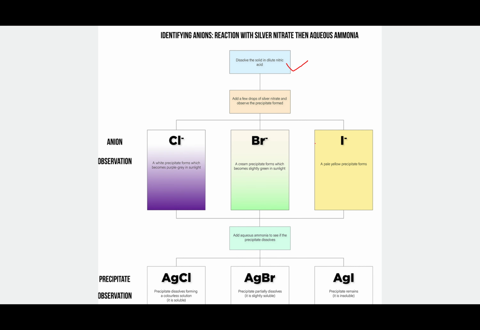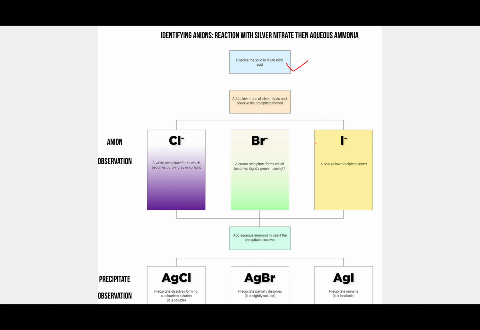And with the silver bromide, we get a partially dissolved precipitate. So it's a sparingly soluble precipitate, right? And then with the silver iodide, it does not dissolve. Alright? So we have those now.